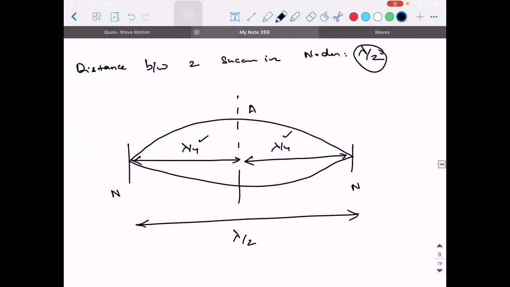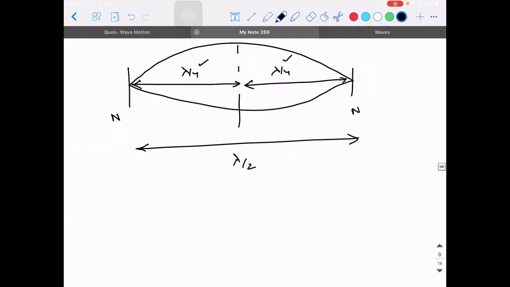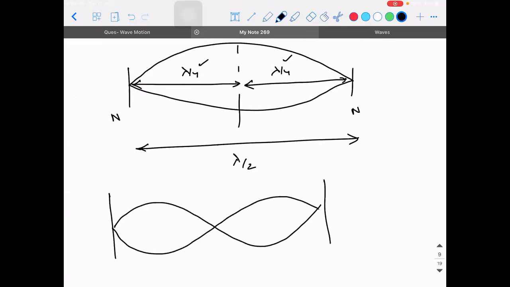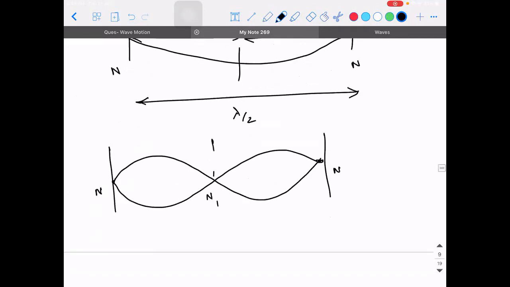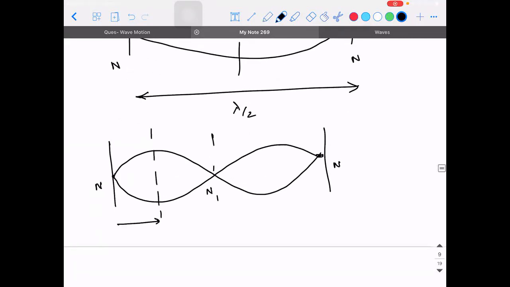Everything I'm talking about is between successive nodes. Suppose there are two standing waves: node, antinode, node, antinode, node. So how much is each distance? It is lambda by 4, lambda by 4, and lambda by 4. So how many standing waves? Standing wave 1, standing wave 2. It keeps on going. The more standing waves that are generated, the more nodes and antinodes will be formed.